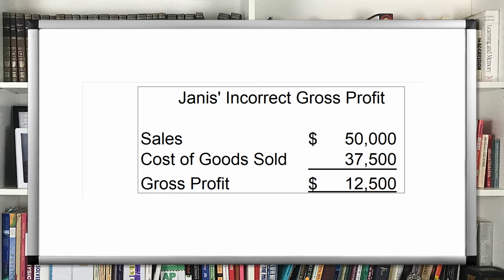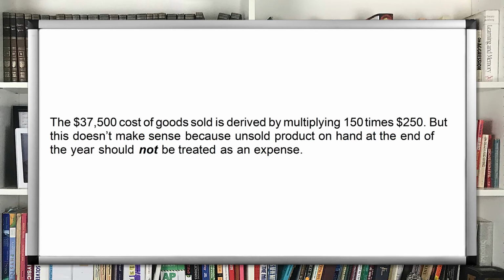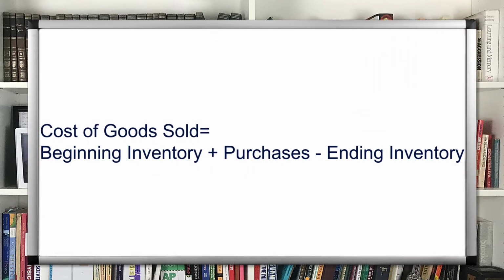The $37,500 cost of goods sold is derived by multiplying 150 times 250. But this does not make sense, because unsold product on hand at the end of the year should not be treated as an expense. Treating unsold year-end inventory as an expense violates the matching concept and common sense. Instead, we need to complicate the computation of the cost of goods sold by taking into account ending inventory as follows. Cost of goods sold will equal the beginning inventory plus purchases minus ending inventory.